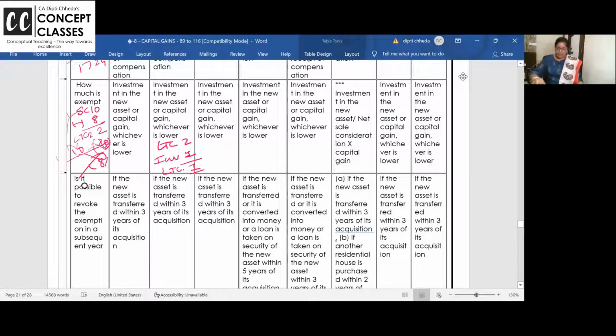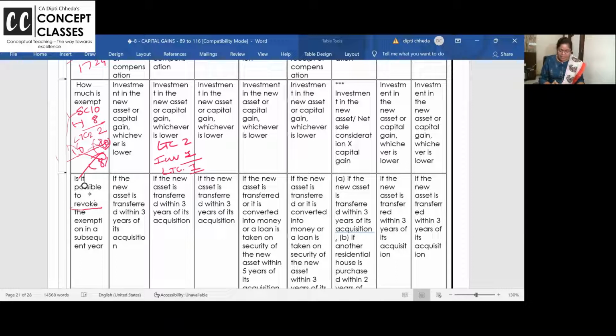Done. Now, is it possible to revoke the exemption? Oh, I sold the house in Secunderabad and actually I want to do business. But Dipti ma'am said कि घर बेच के घर खरीदो, so I will get exemption. So I purchased the house of my friend just to show the capital gain and all. Again, I sold that. So is it allowed like this? No. If you buy a new house or construct a new house, you should hold it for minimum 3 years.